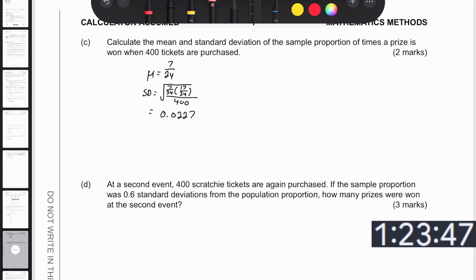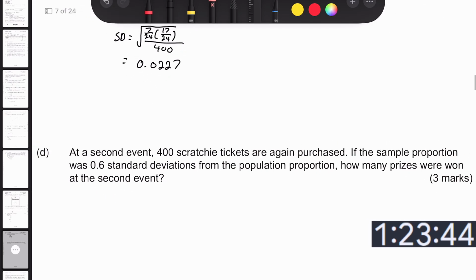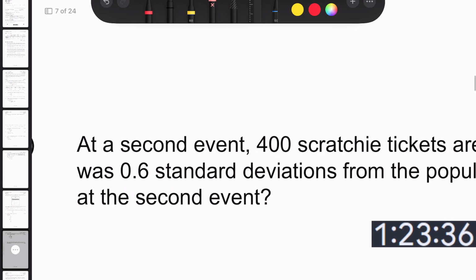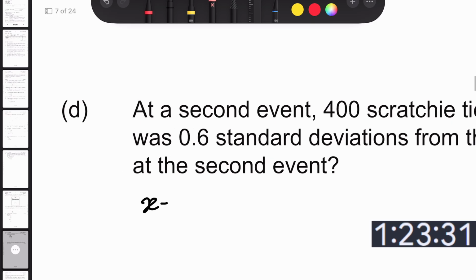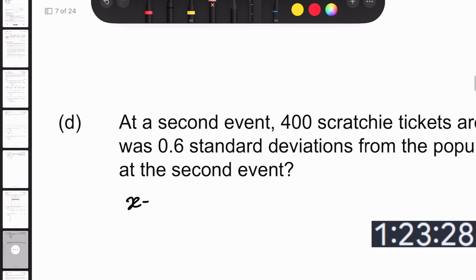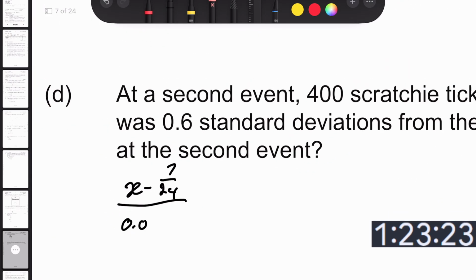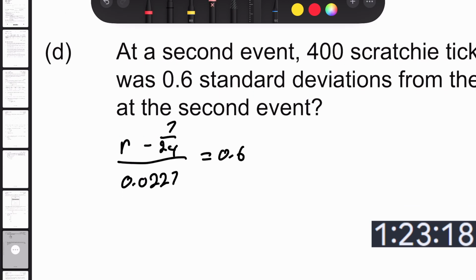At the second event, 400 tickets were again purchased. If the sample proportion was 0.6 standard deviations from the population proportion, how many prizes were won at the second event? I'm going to assume that's positive. So they probably want me to do z-scores, so then they want p hat minus 7 on 24 all over the standard deviation, 0.0227, is 0.6. So then p hat is equal to 0.6 times 0.0227 plus 7 divided by 24.